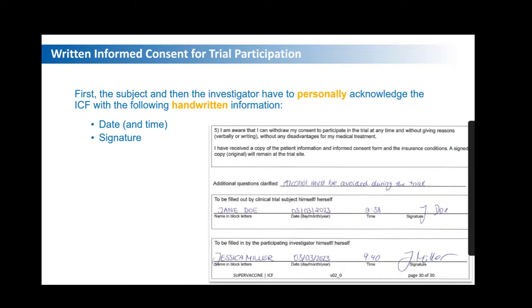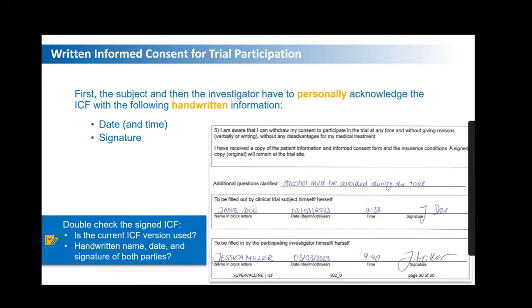And when you come to the signature part, always double check and make sure that you are working with the correct ICF version, because it can be changed over the course of a trial. So always make sure that you're working with the most recent version and that all the details are provided correctly. So handwritten name, date, time, and signature of everyone that has to provide this information.